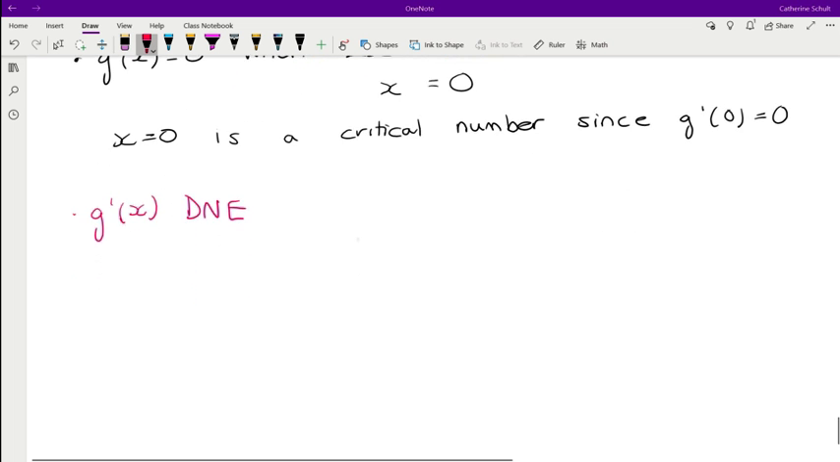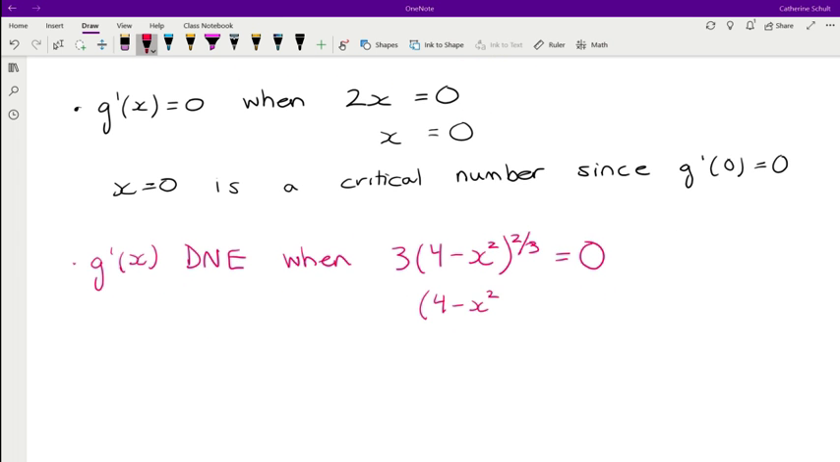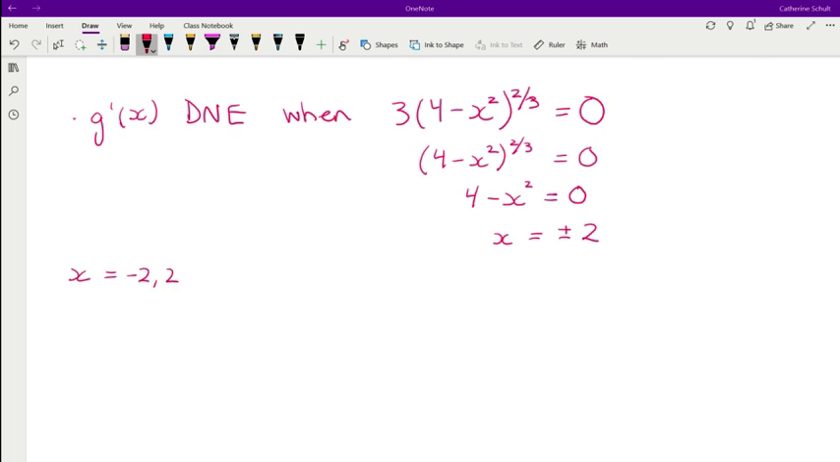Okay, and g prime of x does not exist when our denominator is 0, because we're not allowed to divide by 0. So we want to know if and when the denominator is 0. And again, we're taking a cubed root, so we don't have to worry about negative numbers there. Okay, so let's think, when is this expression going to be 0? Well, not the 3, so we can divide both sides by 3. So we would want to know when 4 minus x squared to the 2/3 is 0. Well, if we raise both sides to the 3/2 power, when is 4 minus x squared equal to 0? And we can solve that, right? We can bring the x squared over and we can take the square root. And this is going to happen at plus and minus 2. So we have 2 more critical numbers. So x equals -2 and 2 are critical numbers.